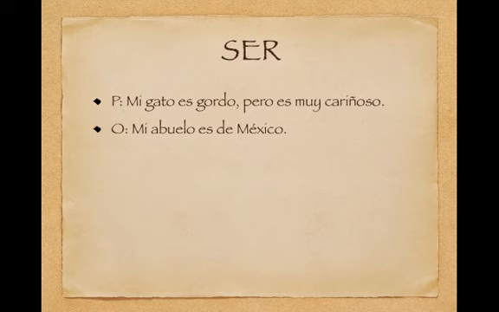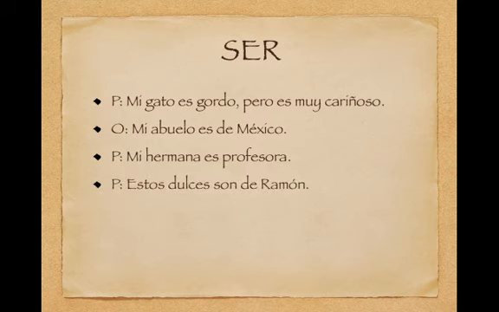O stands for origin. So mi abuelo es de Mexico. That's where he's from. The next P is for profession. Mi hermana es profesora. Tú eres estudiante. The next P is for possession. Estos dulces son de Ramón. ¿De quiénes son estos calcetines? Son de mi hermanito.